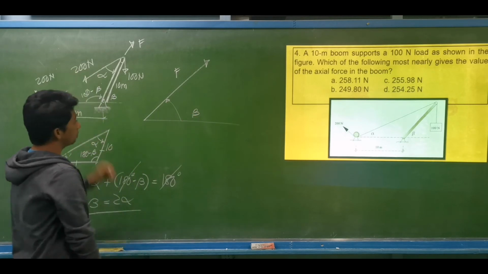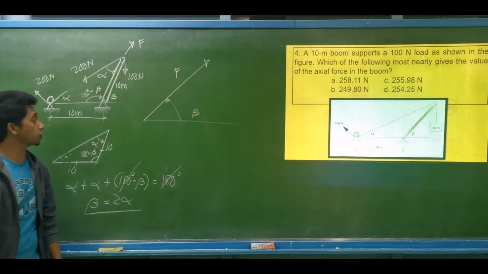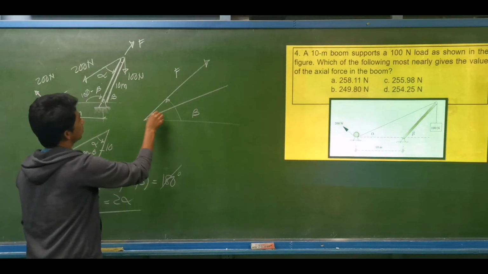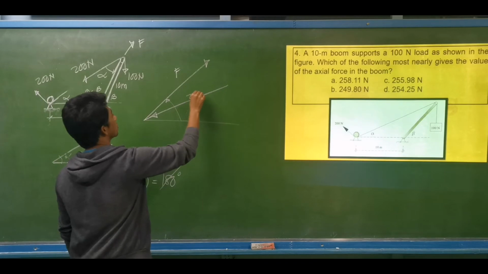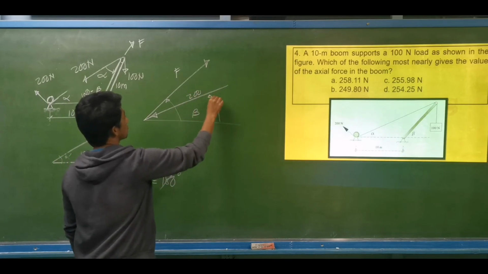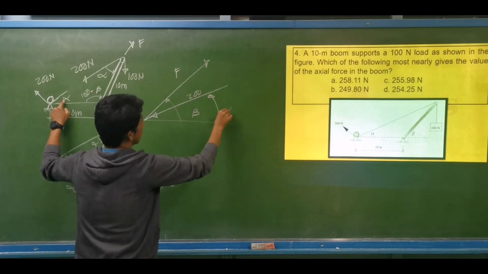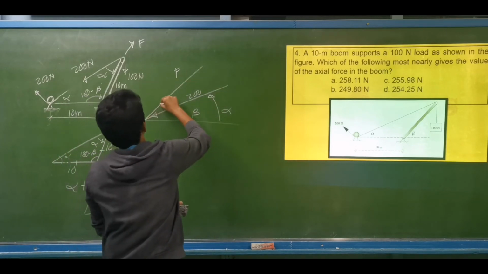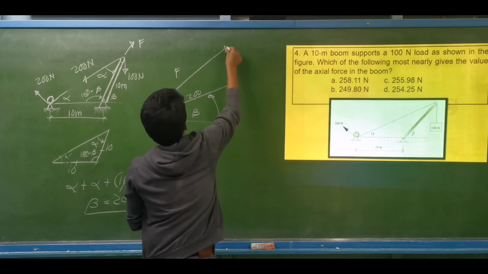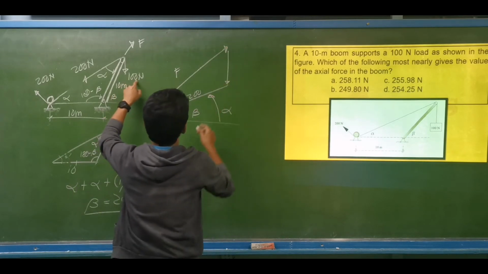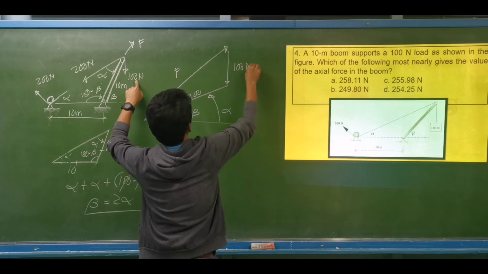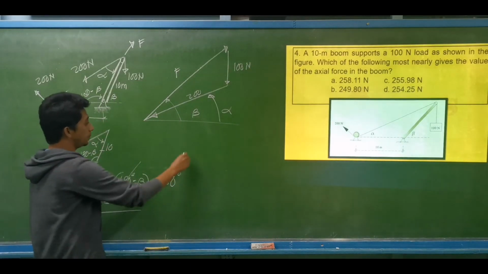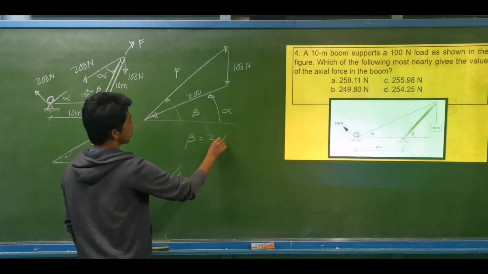For equilibrium, we will make a closed force triangle. This is the 200 newtons, and its inclination with respect to the horizontal is alpha. And we have the downward weight, which is the 100 newtons. So this will be our force triangle. As you can see, we have the relation beta is equal to twice of alpha.